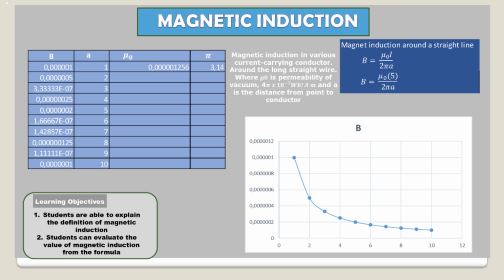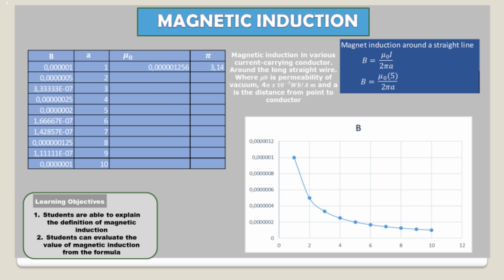For the first distance, with a is 1 meter, and then substitute to B equals mu0 times I over 2 times π times a, we get B is 10 to the power minus 6 Tesla. For the second distance, with a is 2 meter, we get the value of B is 5 times 10 to the power minus 7 Tesla, and so on, until we get the last distance at a is 10 meter.